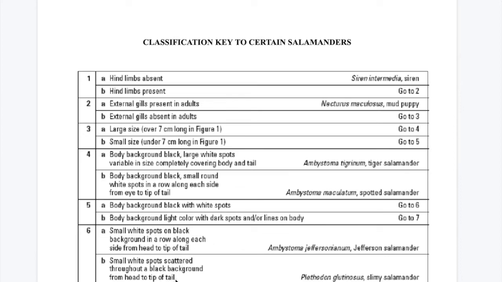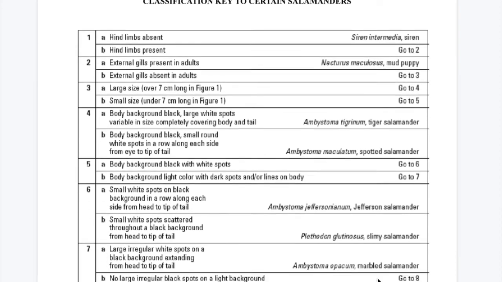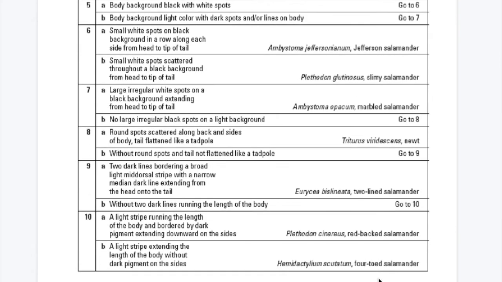So it was small white spots on a black background in a row? No. Small white spots scattered. So then it says Plethodon glutinosus, or slimy salamander.